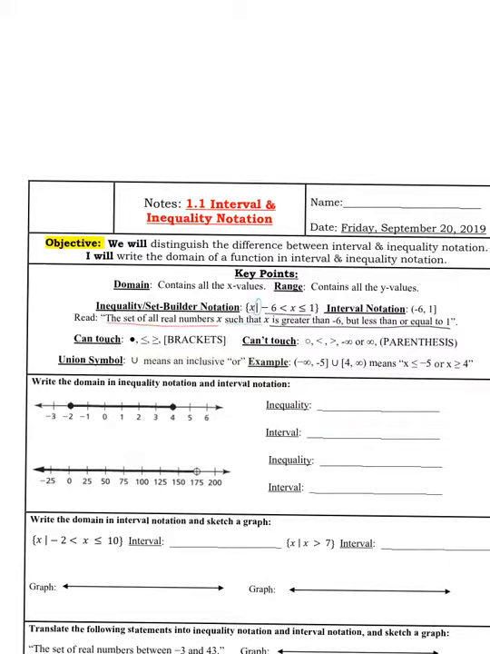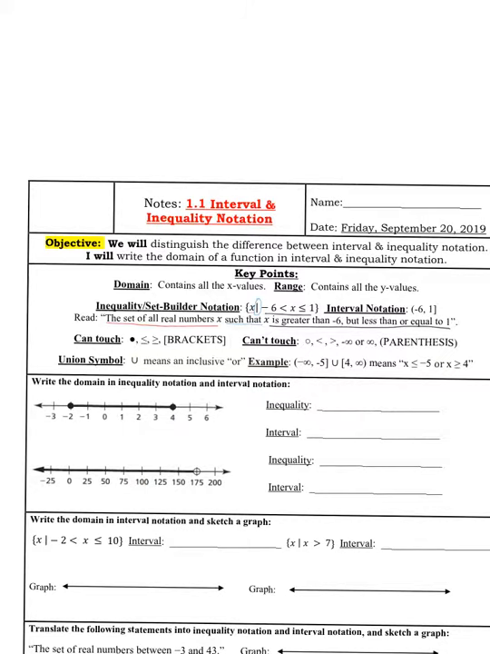That's what it means to be an inclusive OR. So if you pick a number that's less than or equal to -5, then that makes that a true statement. If you pick a number that's greater than or equal to 4, that makes that a true statement. That's what it means to be an inclusive OR. All right? I hope that made sense.